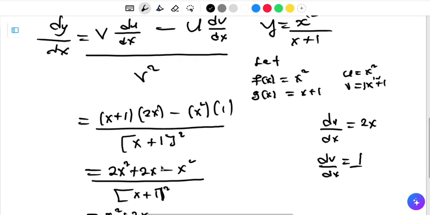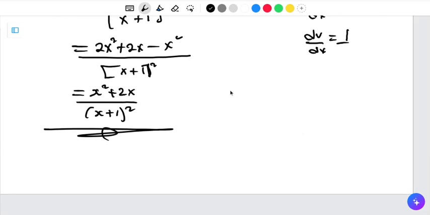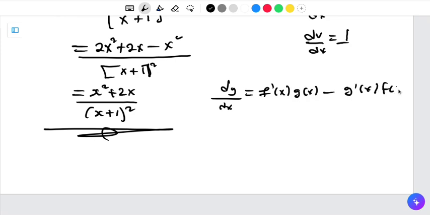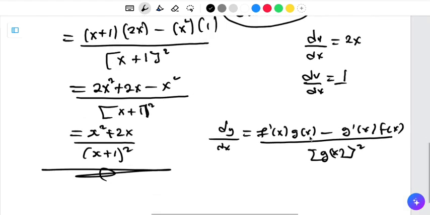Now let's use this other idea, where dy dx is equal to f prime multiplied by the g function, then minus g prime multiplied by the f function, then divided by g of x, and we square g. According to what we have here, our g is x plus 1 and our f is x squared. So f prime is the differentiation of x squared, which is 2x. Then what is our g of x? g of x is x plus 1.